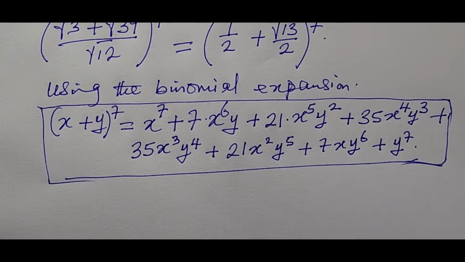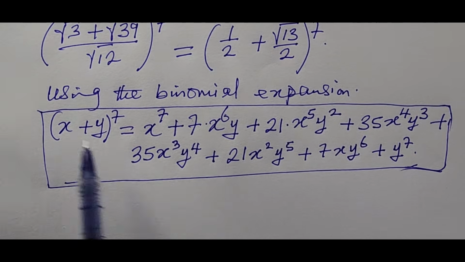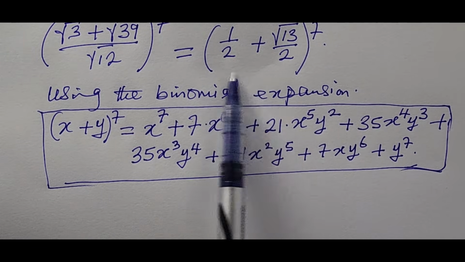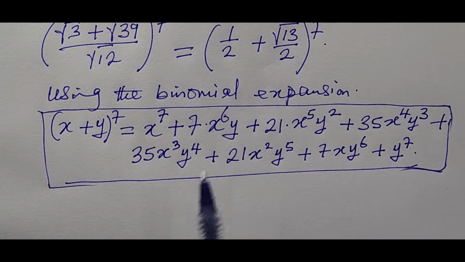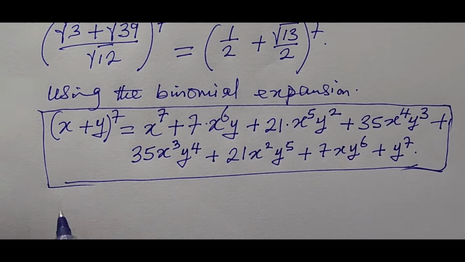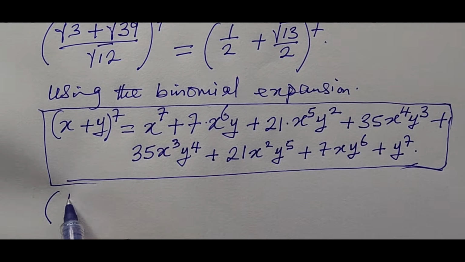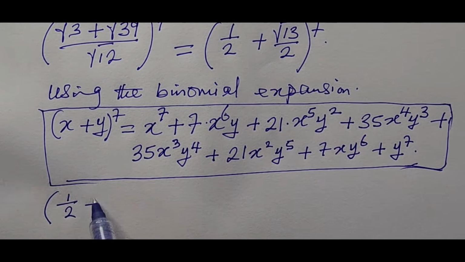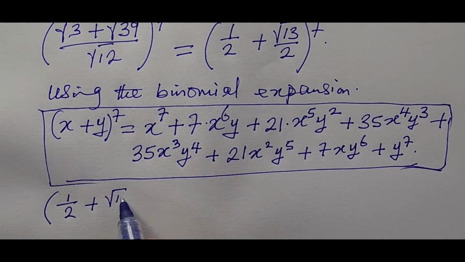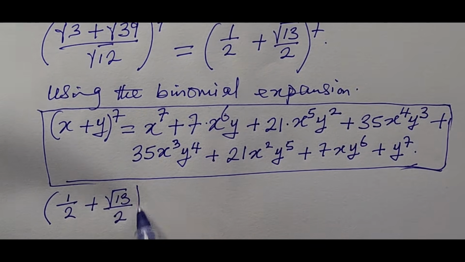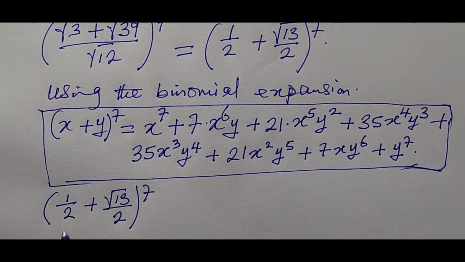All right, so how do we now express this expression we have here in this format? It is very easy. So let's bring down our expression. We have bracket open, 1 all over 2 plus the square root of 13 all over 2, all raised to the power of 7. Let's write this very well.